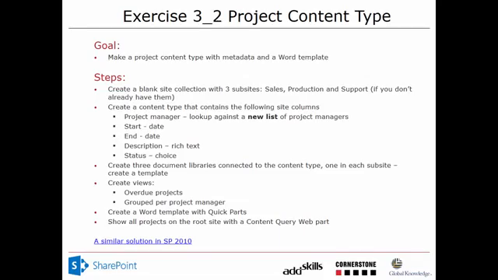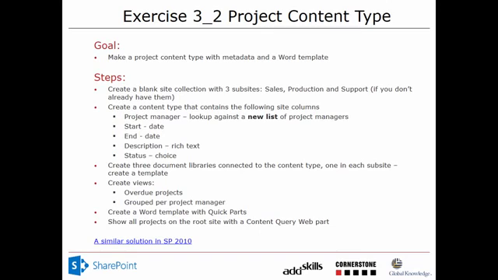In this demonstration, I will make a project content type with metadata and a Word template. So this is a rather long, complex demo, but it achieves a rather common use case and goal. The steps are to create a blank site collection with 3 subsites, sales, production, and support. I did those in another demo, so that's already done.